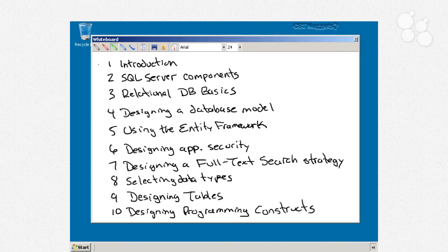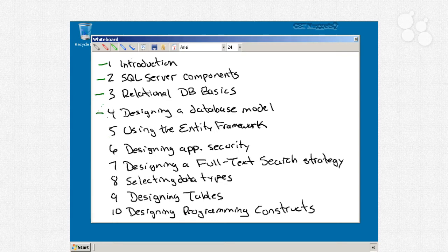We'll start with this brief little introduction where we'll outline the agenda, cover all the different things that we'll be looking at. In the next nugget, we'll start by looking at SQL Server components. We'll talk about the database engine, the distributed transaction coordinator, SQL Server browser, all the different components that make up SQL Server. Then we'll talk about relational database basics. Just kind of get ourselves on the same page with some terminology and make sure that you're ready to start diving in and designing a database model.